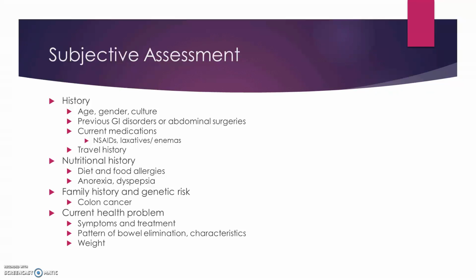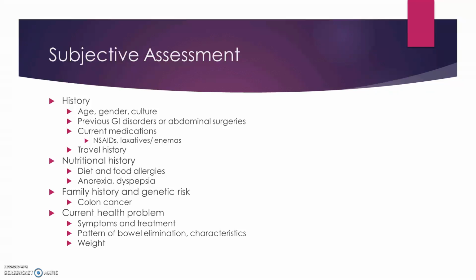So some subjective assessments that you might want to know about your patient would be the history. What's their age, what's their gender, what's their culture, and how does that play into their ability to eat and have excrement? Any previous GI disorders in the past that we should be aware of, or any surgeries in the past we should be aware of? Any current medications that they're on that might have an effect on this, either that's strictly for a GI thing or might have a side effect causing GI problems? Any travel history into a foreign country, because that will expand your diagnosis as to what's going on with your patients.